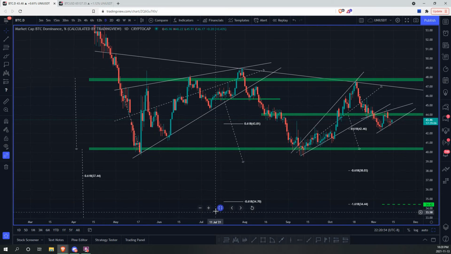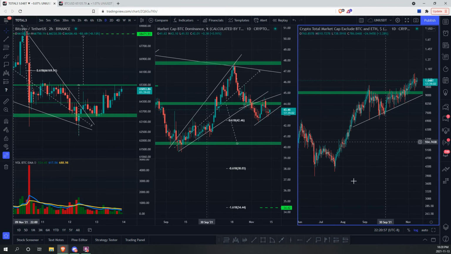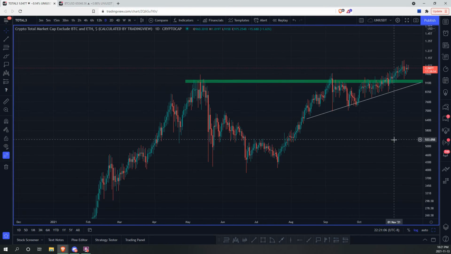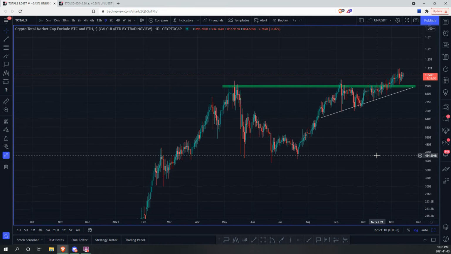So moving on to the Total 3. Let's zoom that out a little bit. This is the market cap of the entire cryptocurrency market, excluding Bitcoin and Ethereum. So it gives you a good understanding of what's happening in the altcoin market. We haven't really seen too much of an impulsive push or an injection of capital into the broader markets.